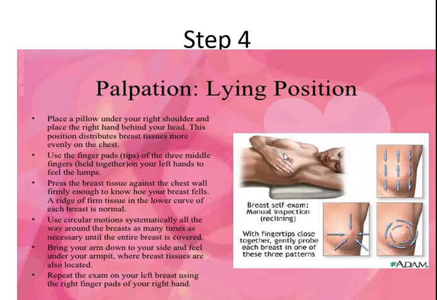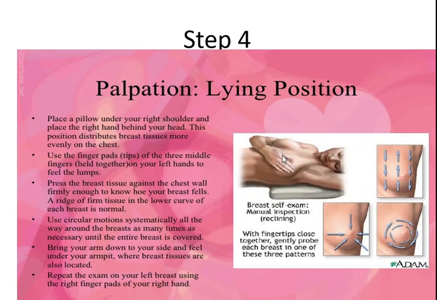Okay, so these steps, 4 and 5, need to be performed in both positions, that is a standing position, and second, a lying down position. So how we can do that is place a pillow under the right shoulder and place the right hand behind your head. So like this, in the diagram it can be seen that a pillow is placed under the shoulder and the right hand is behind the head. This position distributes the breast tissue more evenly on the chest.